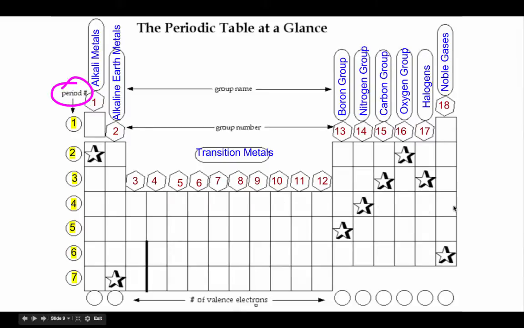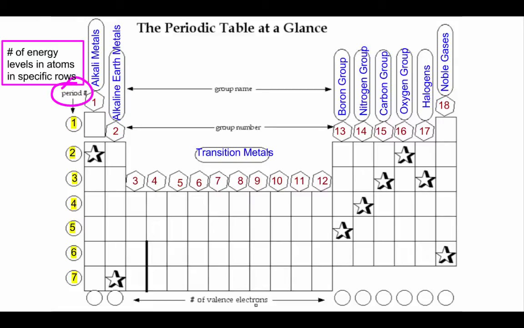And so what does this mean? Well, it's the number of energy levels in the atoms in those specific rows. So anybody in row 1, and there's only 2 of them, only have 1 energy level. Everybody here has 2, everybody down here has 5 energy levels, and that's going to be really important in a week or so. But for now, you just need to know that it's the number of energy levels they have. All right.